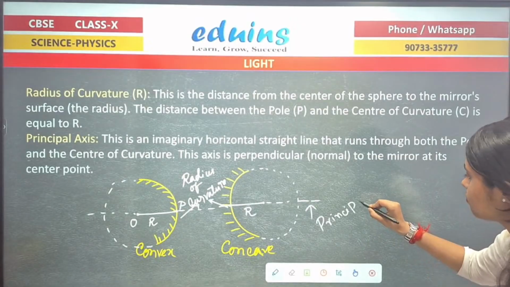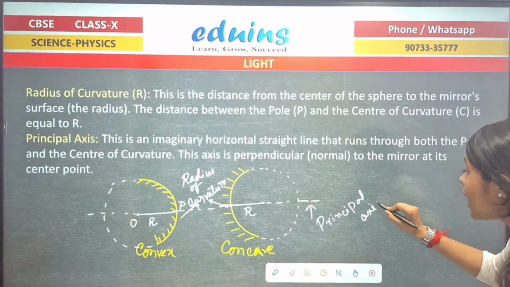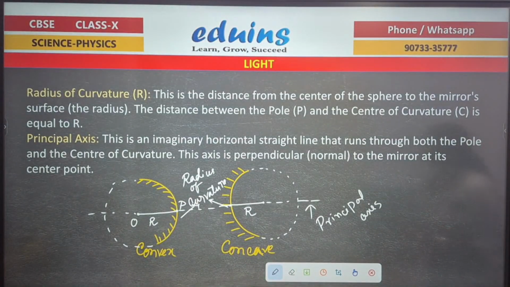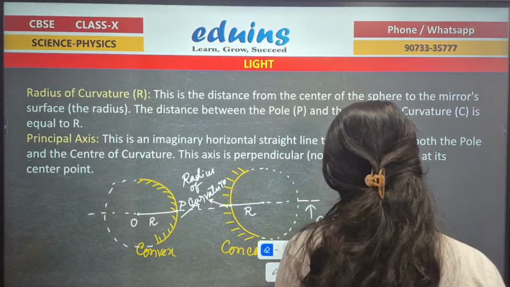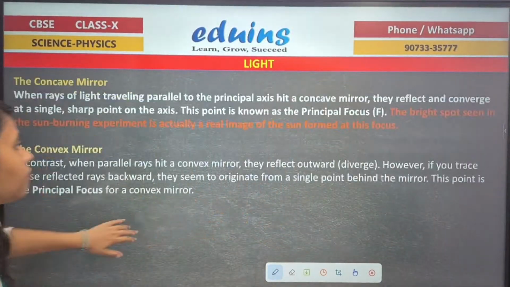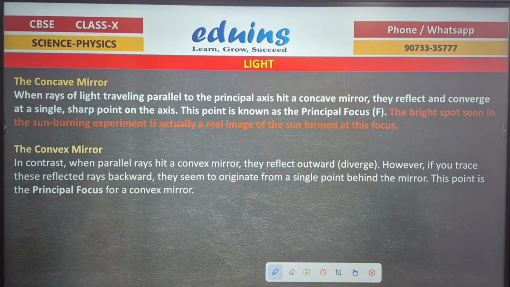Principal axis or the main axis of the mirror. Okay, this is the main axis of the mirror, right? Got it? Now this is the radius of curvature and the principal axis. Now the other definitions we have to read. Now the concave mirror, when rays of light traveling parallel to the principal axis.